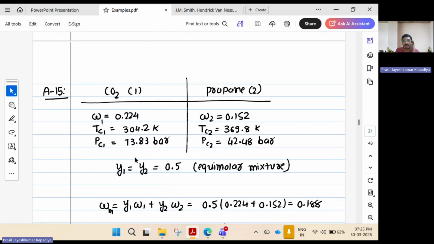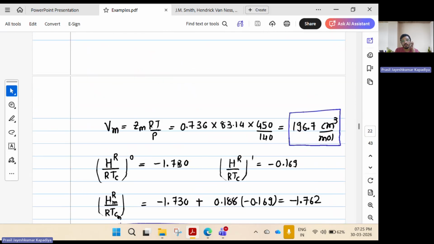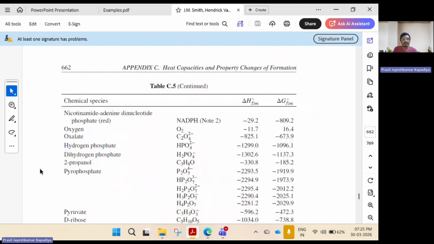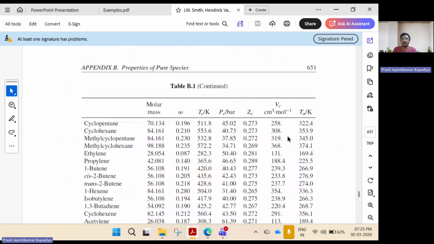So what can I do? I can write Z is equal to Z naught plus omega into Z prime. So I have the mixture compressibility factor as 0.736. And from there, Vm is Zm into R into T by P. So 0.736 into R, which is 83.14, temperature 450, pressure 140 bar. So the mixture volume is 196.7. Similarly, can we also use this mixing rule for Z? But we will have to find Z critical, and we don't have it. We cannot do it.